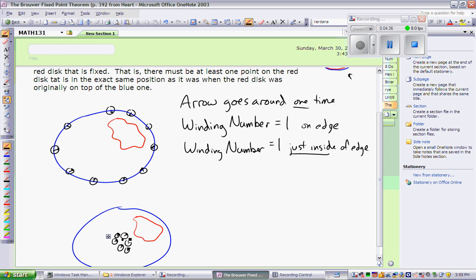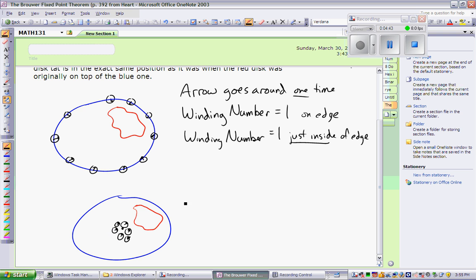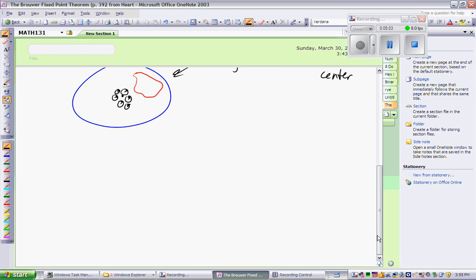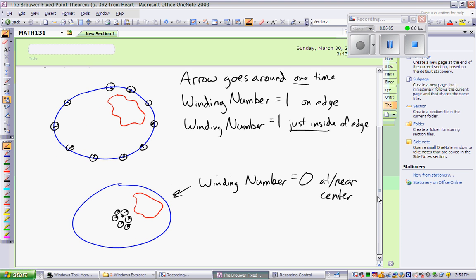And if you look, it starts out at 1, it goes closer to 12, and it pretty much stays at about 1 o'clock. So here, the winding number is 0, right, at or near the center. That's important. The key thing, it's different. So it's different than if it was on the edge.